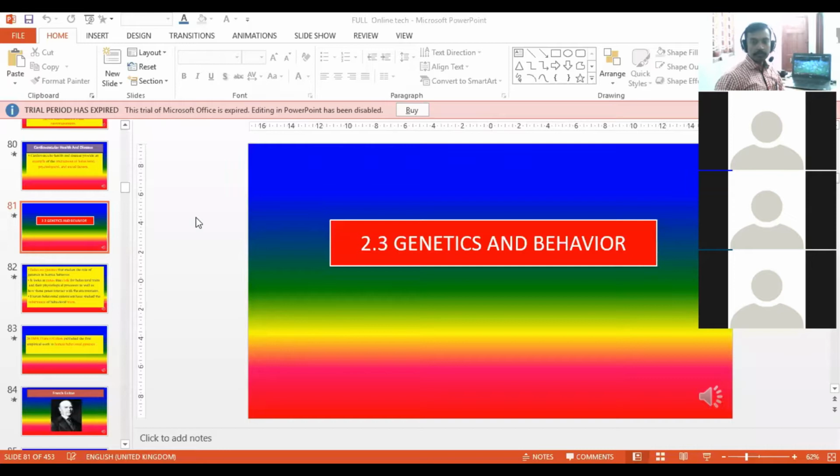What is meant by genetics? What is meant by behavior? Genetics is nothing but characteristics transferred from one generation to another generation. Behavior means actions.